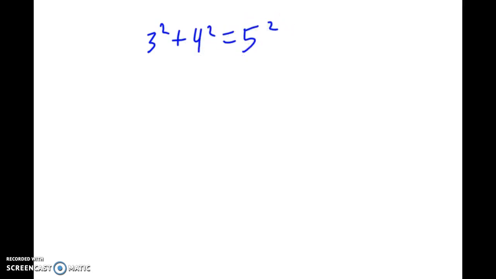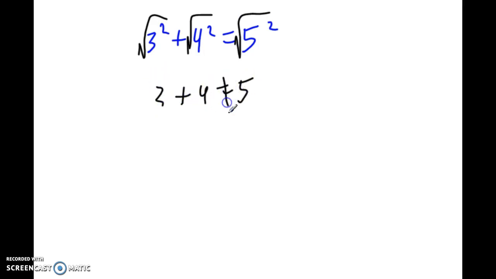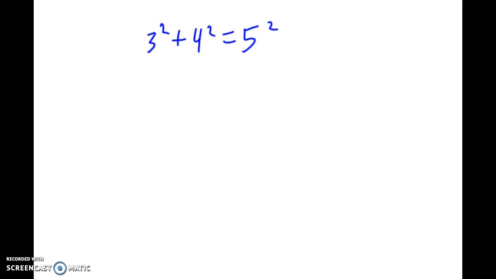A lot of students in my class, maybe not on this easy of a problem, but they'll think to themselves, oh, something plus something. I'm going to take the square root of that guy, square root of that guy, square root of that guy, and they think they're being fair. Let's see what happens. 3 plus 4 equals 5. Well, that's not true. 3 and 4 is 7. That's not 5. You cannot take the square root of each individual term. It is not allowed in math class. It's not going to work out very well for you if you do that.